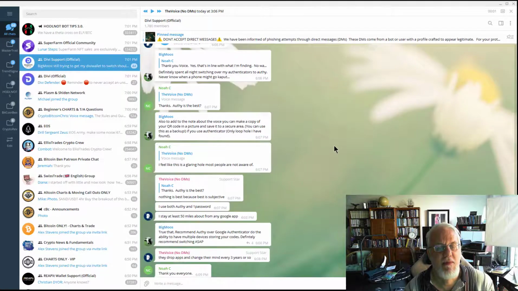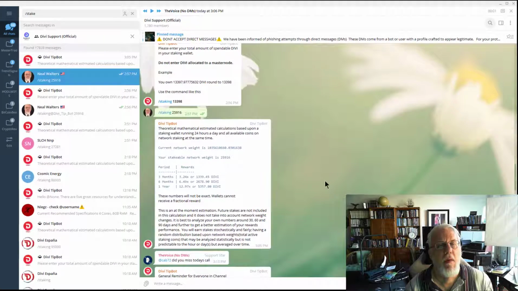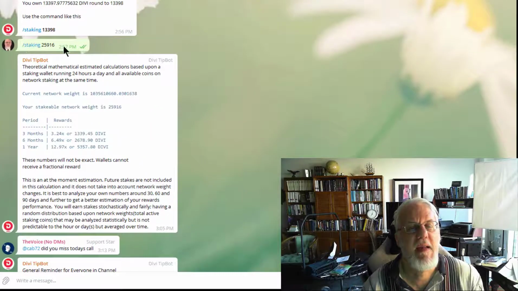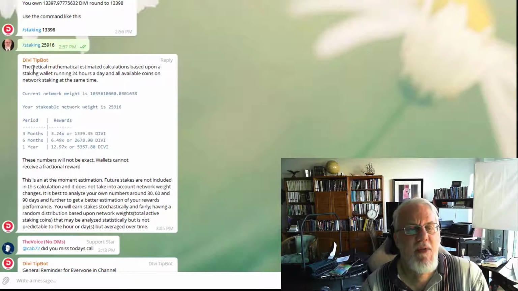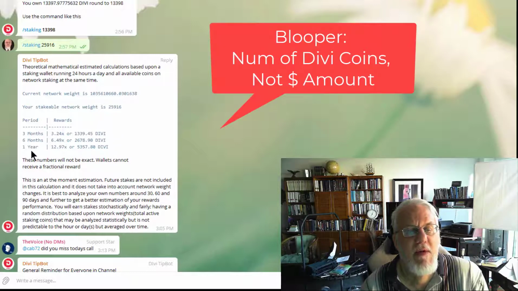So this is the Divi support group. Okay, so right here I typed in staking, and you can type in whatever number you want. And in theory, it's the amount that you're thinking about staking. It says here, theoretical, mathematical, estimated calculations, that's a bunch of words, right, based upon a staking wallet running 24 hours a day and all available coins on the network staking at the same time. Then it predicts what your rewards will be here. It actually gives you a dollar amount. So here they're saying it's only 12.97.